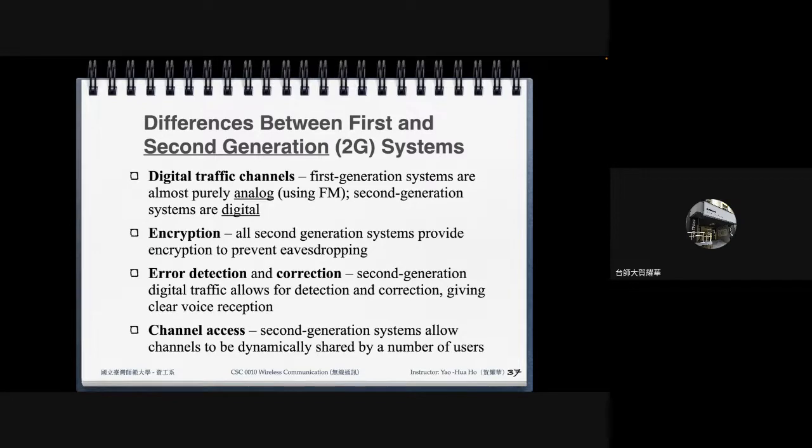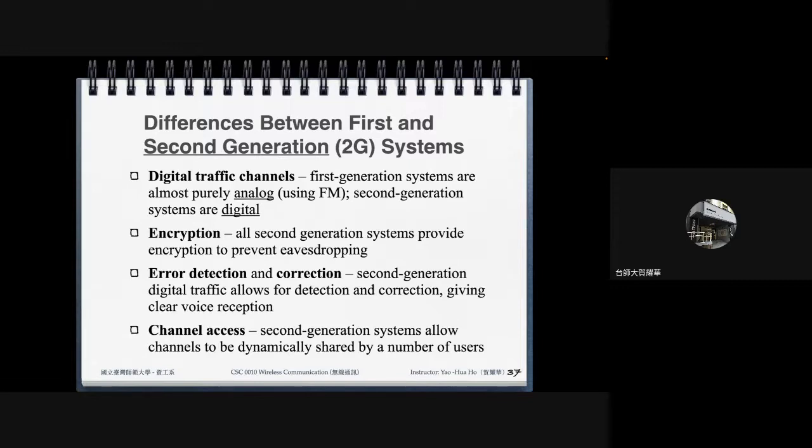Which quickly brings us to the second generation of cellular networks, the 2G system. Now, the big change between the first generation and the second generation is switching from an analog traffic channel to a digital channel. The first generation channels are purely analog using FM. The second generation systems are all digital. Since you now have a digital connection, you are able to do encryption, and the second generation provides encryption to prevent eavesdropping.